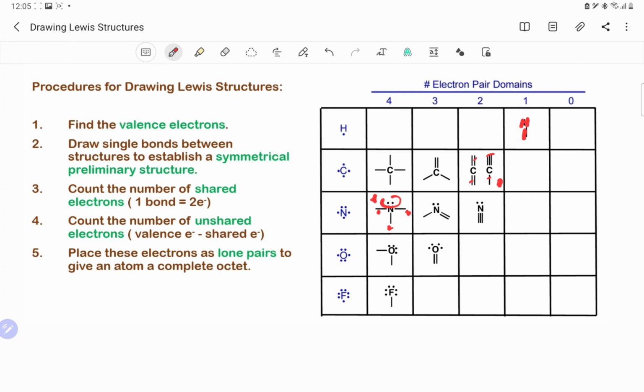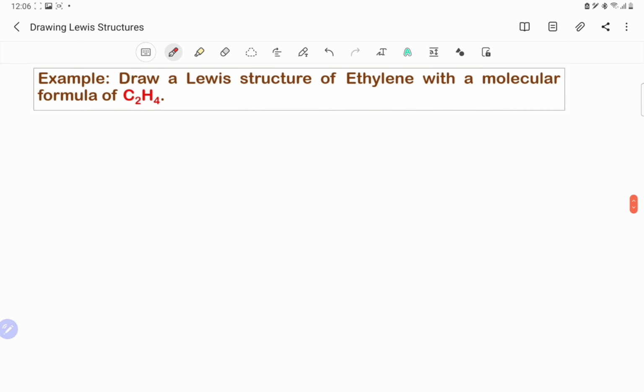Number 4 is you need to count the number of unshared electrons, and you can get this by this formula: valence electrons in number 1 minus the shared electrons in step 3. Okay. And number 5, these unshared electrons, you need to distribute around those atoms with an incomplete octet. Okay. So I have here an example. Draw a Lewis structure of ethylene with a molecular formula of C2H4.